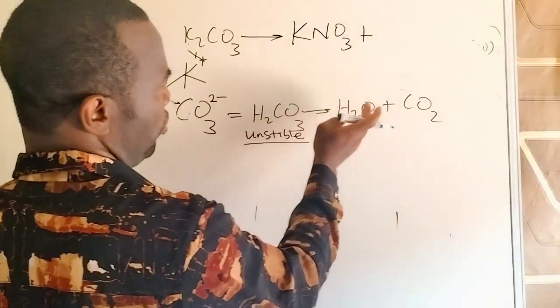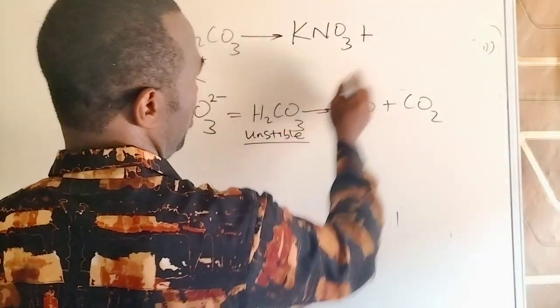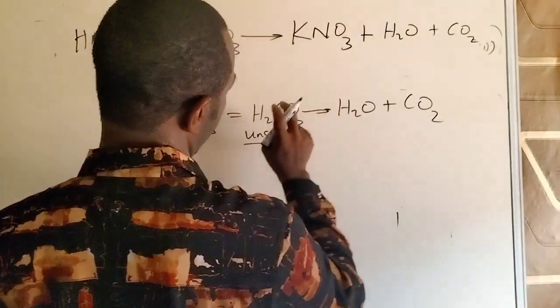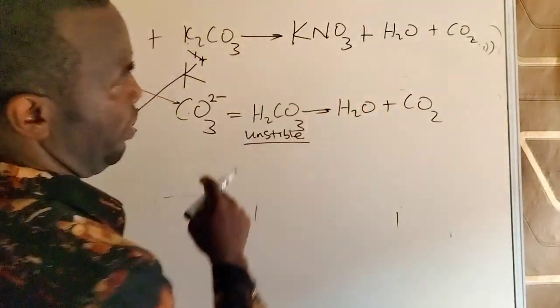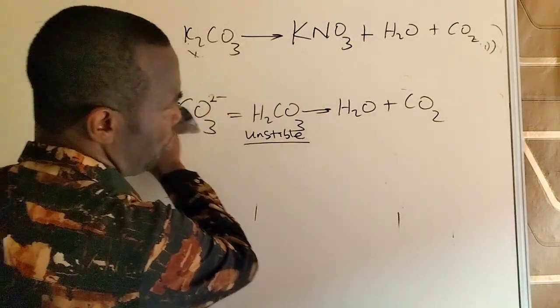We split it into two substances, water and CO2. Now write in place of this, H2O and then CO2. So whenever you come across this as a product in any reaction, you have to split it. Having done that, we now have to balance the equation.